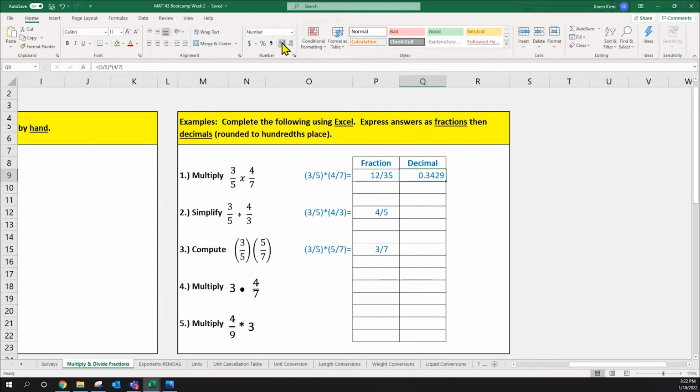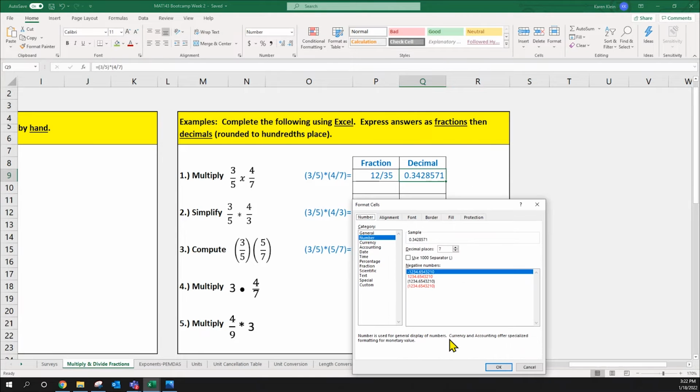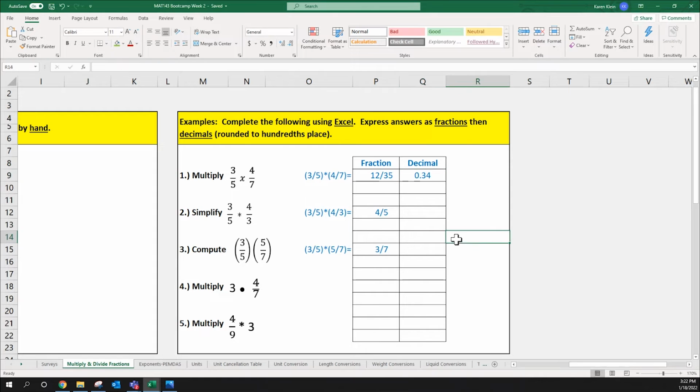And you can also manipulate the number of decimal places you want to see. And you'll notice that I'm manipulating that up here in my number option. Or you can manipulate it by doing format cell, right clicking, and you could say how many decimal places you want to see. So the decimal equivalent of this fraction is 0.34. And then that would be an approximation since obviously we had to round some of the numbers.